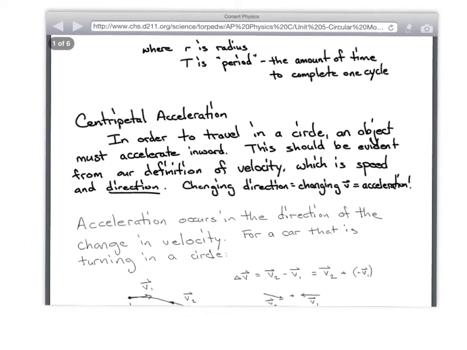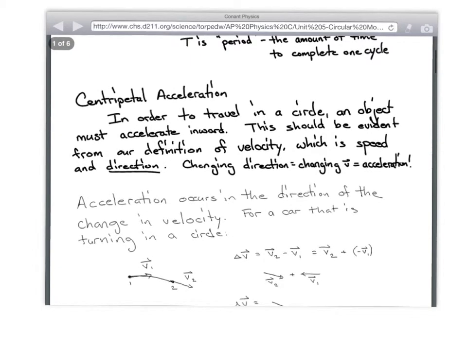Acceleration occurs in the direction of the change in velocity. So, for example, if velocity 1 started off going to the right and velocity at point 2 was kind of down a little bit, what direction is the change in velocity? Or in what direction did the velocity change? Huh, that's interesting. How do you do change mathematically?